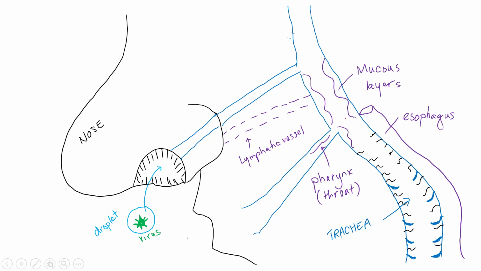Also, another part of first line of defense would be, let's say it goes in through the mouth. In the back of the throat, we call that the pharynx. There's all these layers of mucus. So the viral particles could get stuck in these mucus layers. And then remember, if that viral particle then goes into the esophagus, that is all part of first line of defense because the esophagus leads to the stomach where there's our nice internal bag of acid called the stomach that will destroy or denature the viral particles.